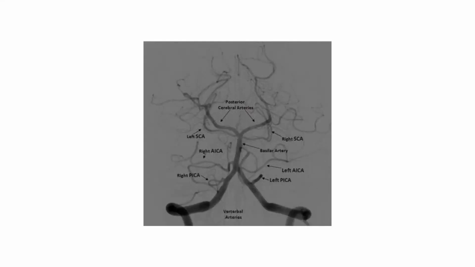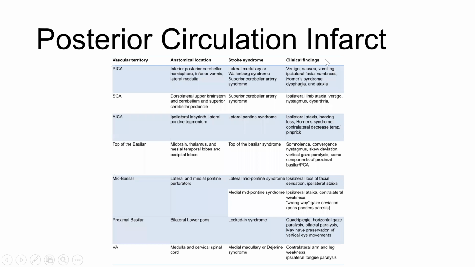Now coming towards this posterior cerebral infarct. So the vascular territories over here: the PICA, the anatomical location, stroke syndrome, and the clinical finding that you are going to see. In PICA, posterior inferior cerebellar artery, the anatomical location is the inferior posterior cerebellar hemisphere and the lateral medulla, and the stroke syndrome that results from PICA.